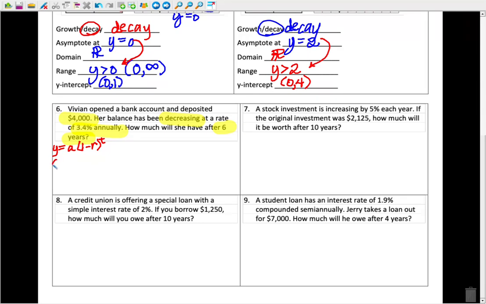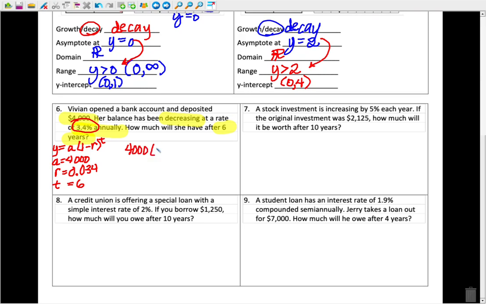Let's identify our factors. My A, my initial amount, is $4,000. My rate, remember we have to write that as a decimal. So I look at this, even though it looks like it's a decimal, if you see a percent sign, it's a percent. So I move my decimal over 2 times, and I'm going to get 0.034 for the rate, and the time is 6 years. Just write down everything and then type it in the calculator.